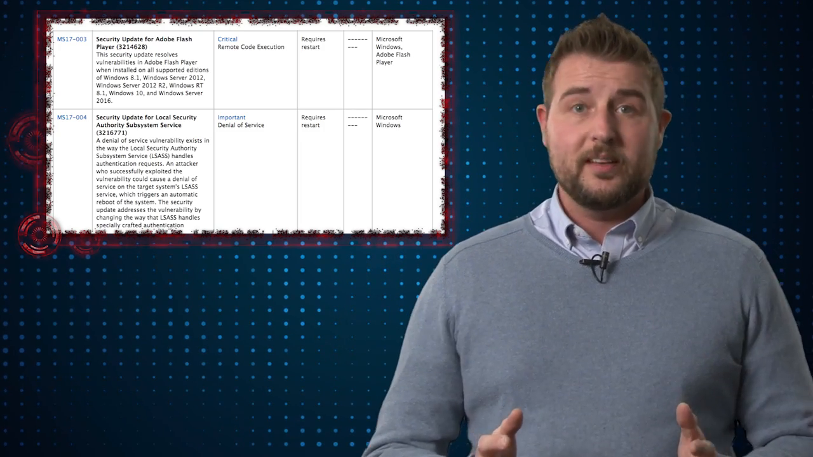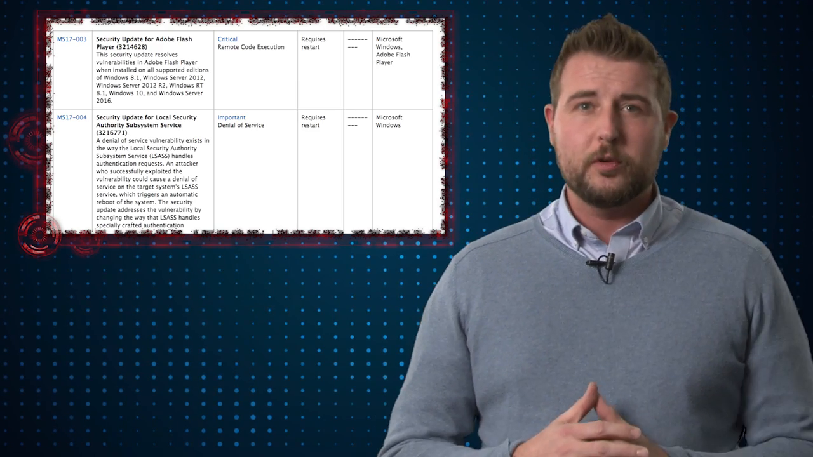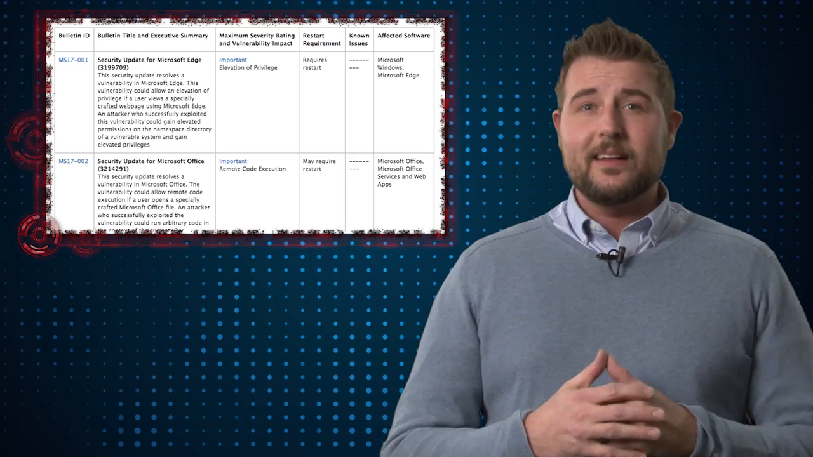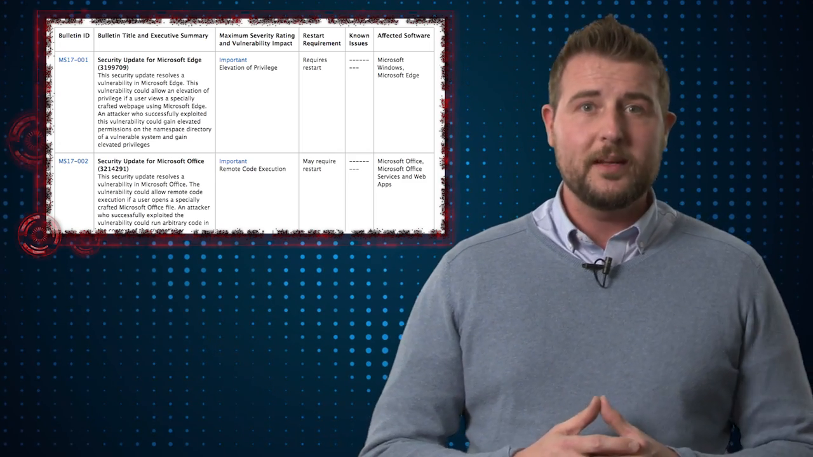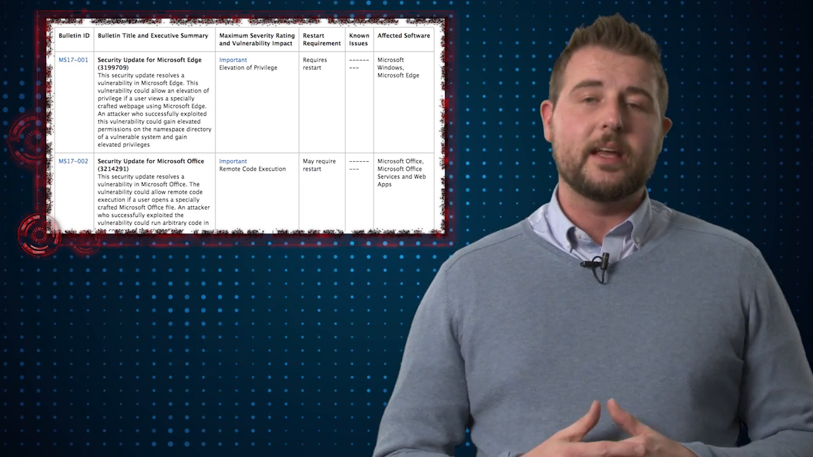The only critical bulletin is the Flash one. However, I would say the most important Microsoft bulletin is the one in Microsoft Office. Long story short, if a bad guy can send you a maliciously crafted document, they can leverage this flaw to execute malware on your computer and essentially take it over.